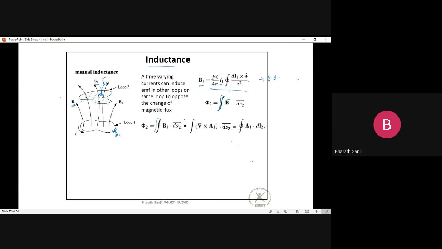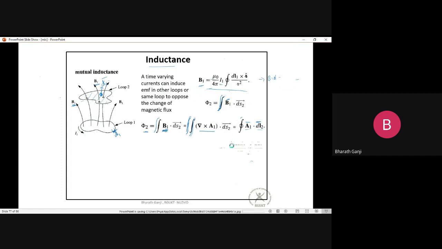B1 bar can be written as the curl of some magnetic vector potential A1, where A1 is the magnetic vector potential for the magnetic field B1. From Stokes theorem, the surface integration of curl A1 dot ds2 bar is nothing but the loop integral of A1 bar dot dl2 bar. So you can calculate the flux in the second loop either using magnetic fields or using the magnetic vector potentials.